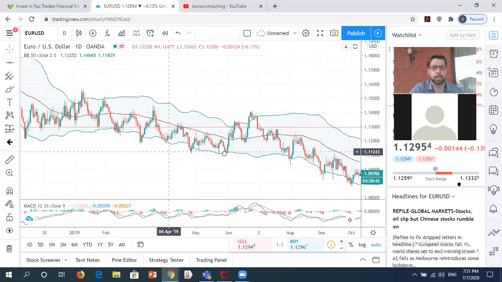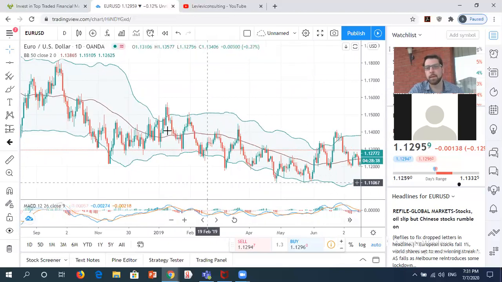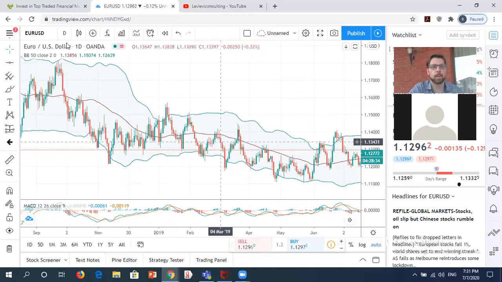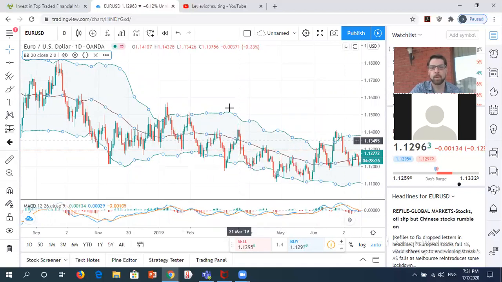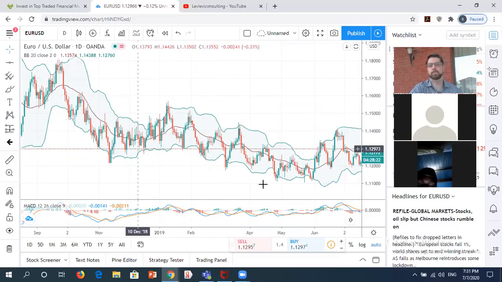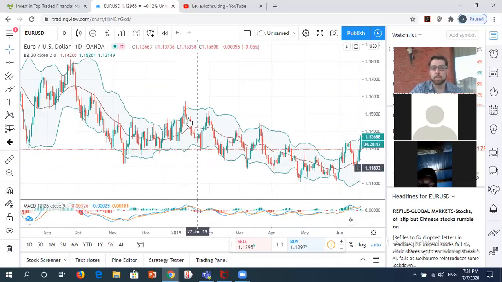For example, this very beautiful up and down movement. On this movement, it's better to put a 20-day moving average, and you see the Bollinger Band follows the trend. Now, how can we use Bollinger Band here?